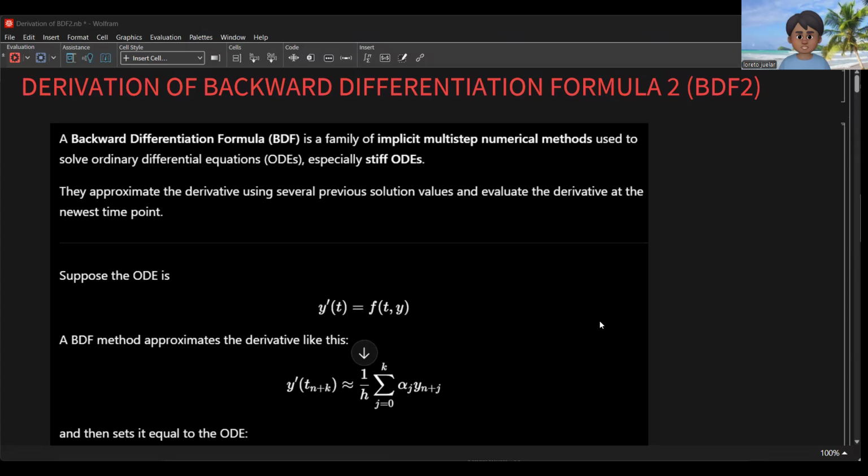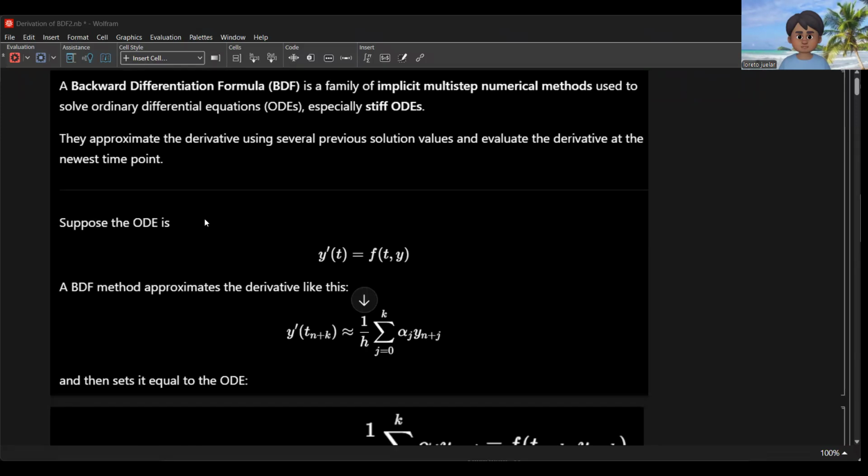The derivation of the backward differentiation formula, or BDF2. The backward differentiation formula is a family of implicit multi-step numerical methods used to solve ordinary differential equations, especially stiff ODEs. They approximate the derivative using several previous solution values and evaluate the derivative at the newest time point.